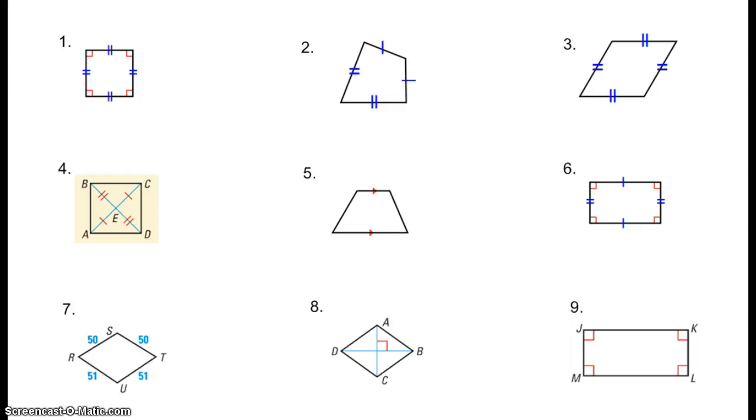Alright, this short little video clip has to do with identifying quadrilaterals. So I want you to look at each of the 9 pictures and identify which quadrilateral is shown. Is it a parallelogram, a rectangle, rhombus, square, trapezoid, isosceles trapezoid, or kite? And when you're all done, you can listen to all the explanations.